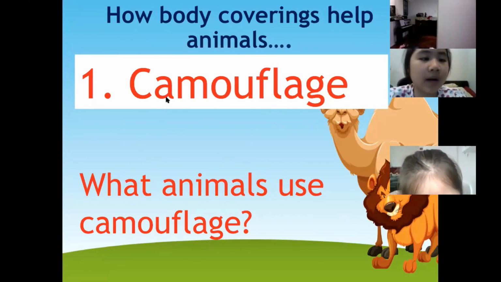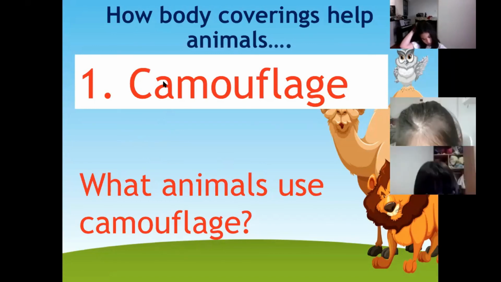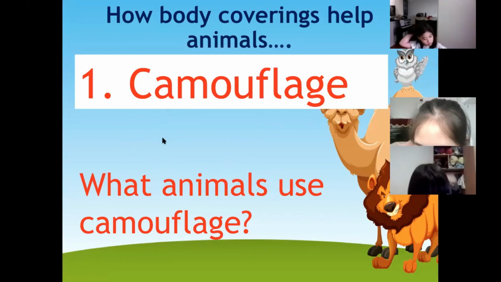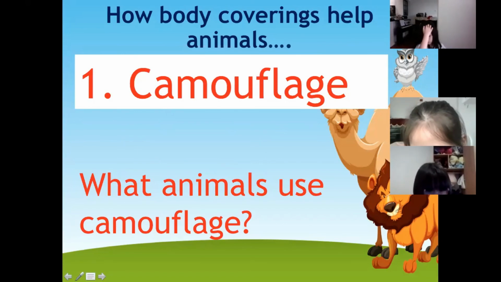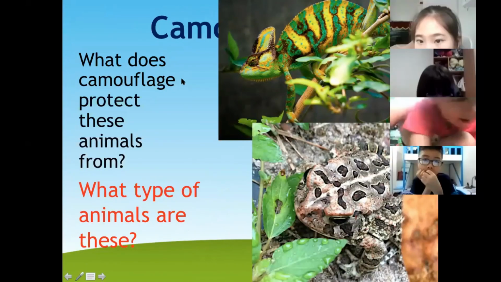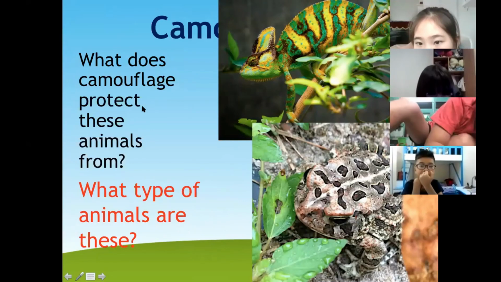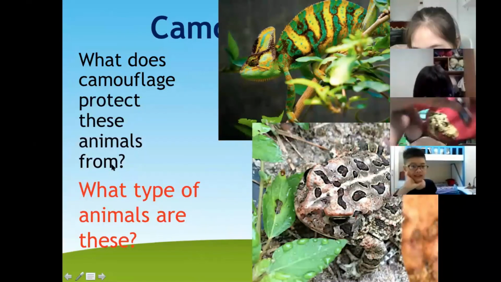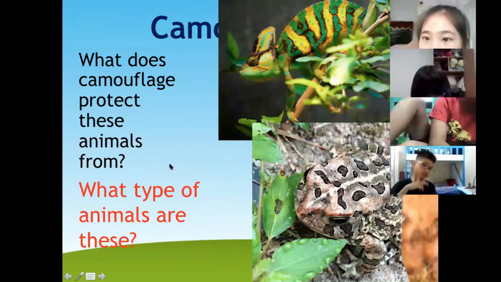A leaf bug can camouflage on the leaf or in a tree. Excellent job. A leaf bug can camouflage. Khaki says a frog. Someone, I can't see their name, says moths. Excellent answers, everybody. What type of animals are these? What type of animals are these? Let's have Khaki, go ahead.